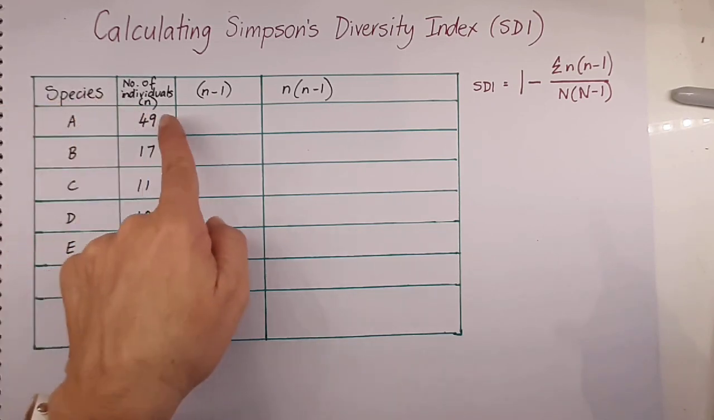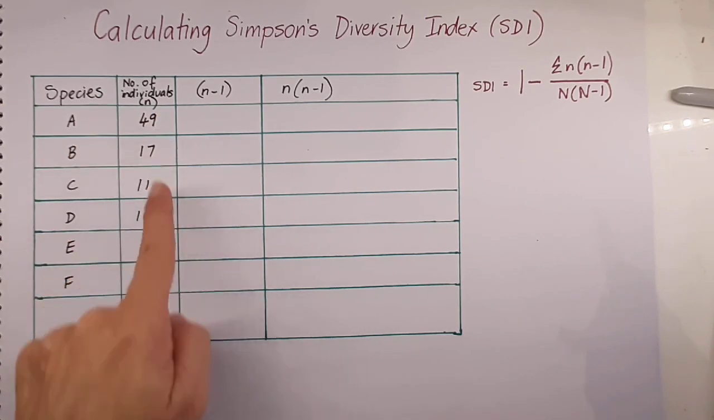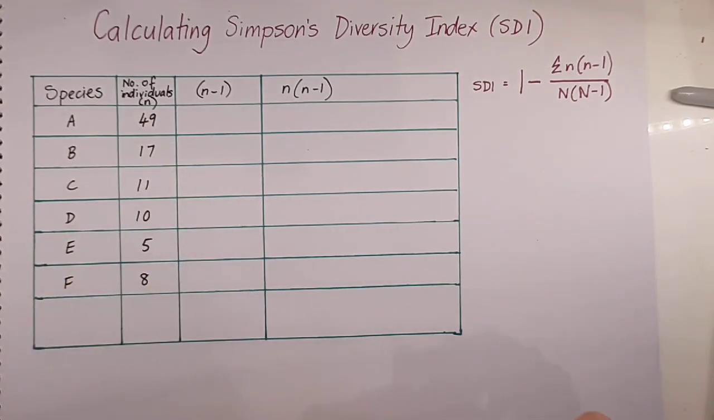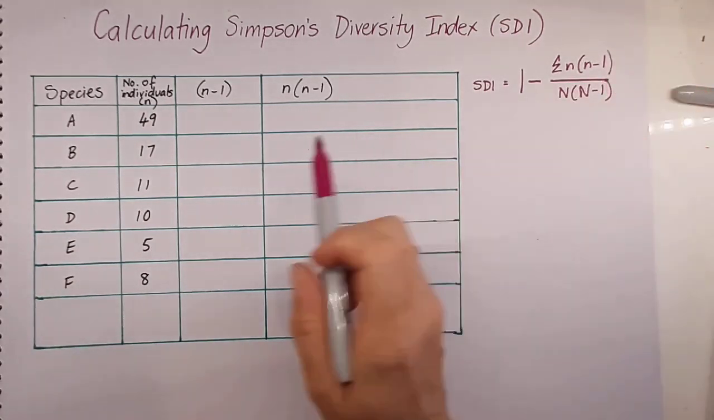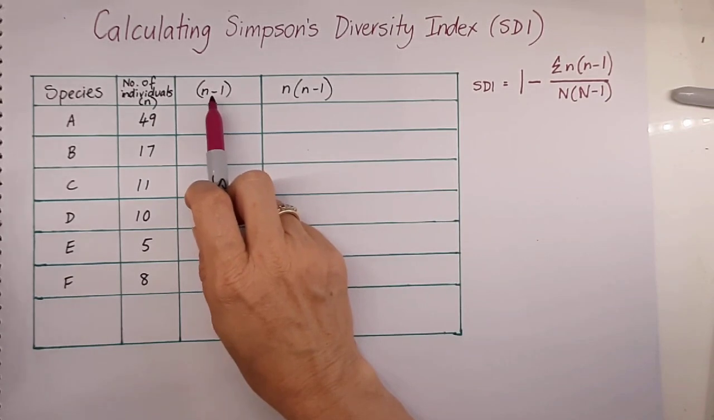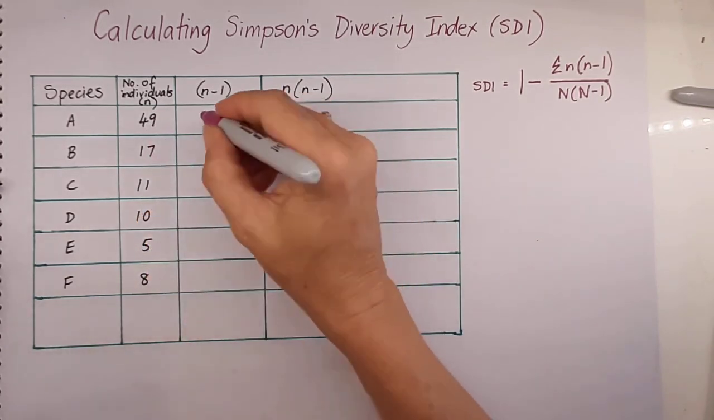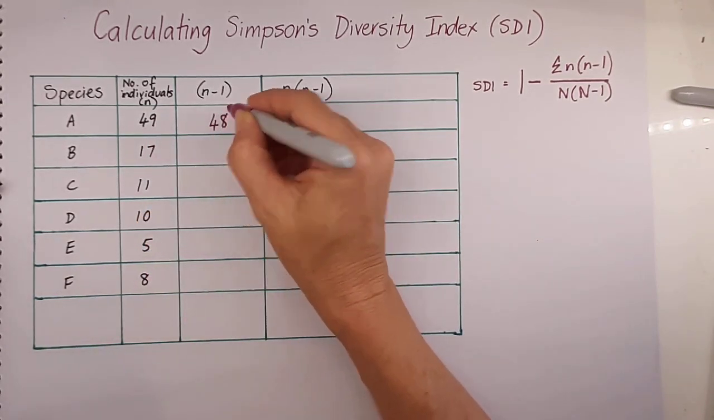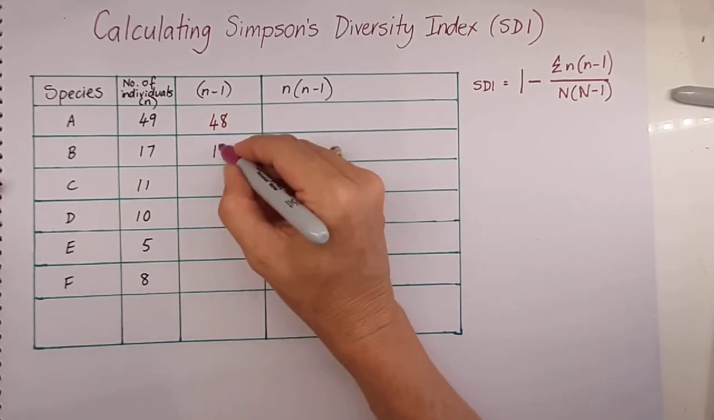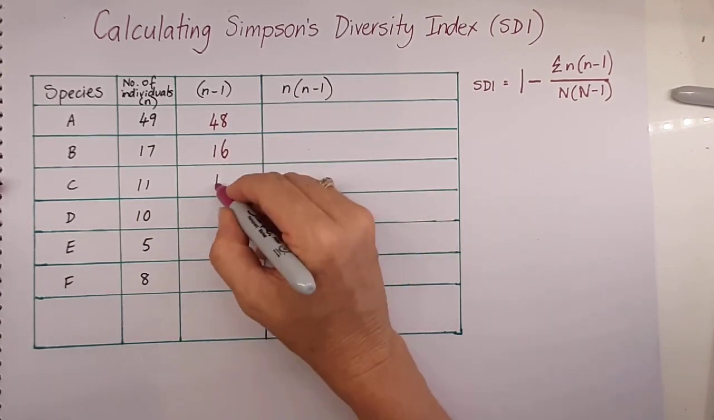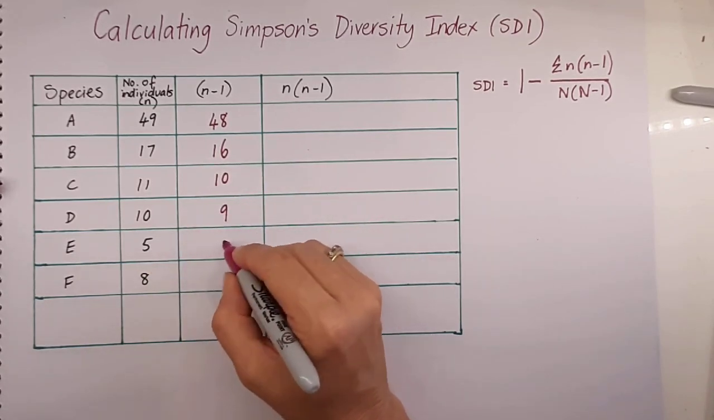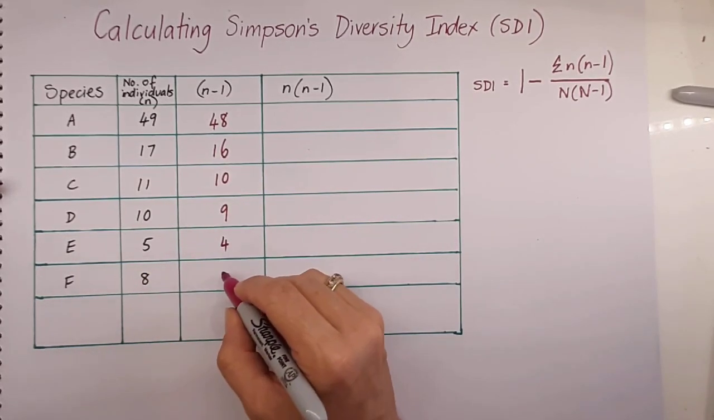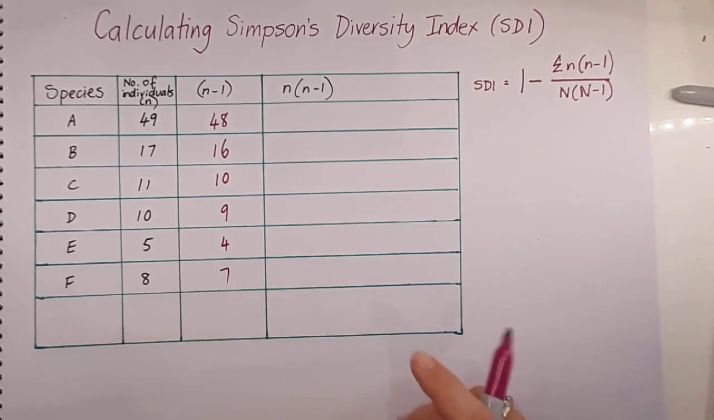Little n stands for the number of individuals of each species that are found in that community. In order to use this formula, we also need to find n take 1. So that's just this number subtract 1. So in this case it would be 48. For 17 it would be 16. 11, 10, 9, 5 would be 4, and 8 take 1 would be 7.